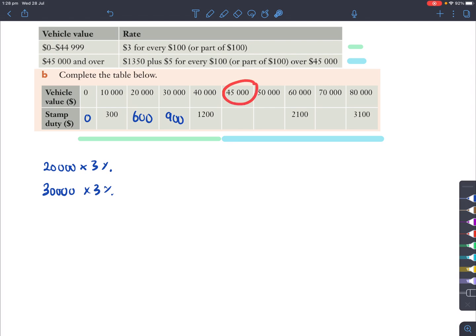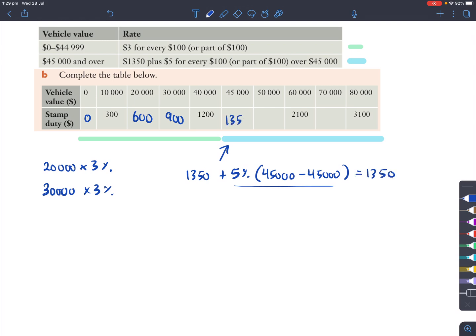So for anything $45,000 and over, you have to use this, which means you firstly pay for this one. You have to pay $1,350 plus 5% for any value that is over $45,000. So how much is $45,000, which is this price, over $45,000? It is 0. So that's 0. And 0 plus 1,350 is 1,350. So we're going to write that there.